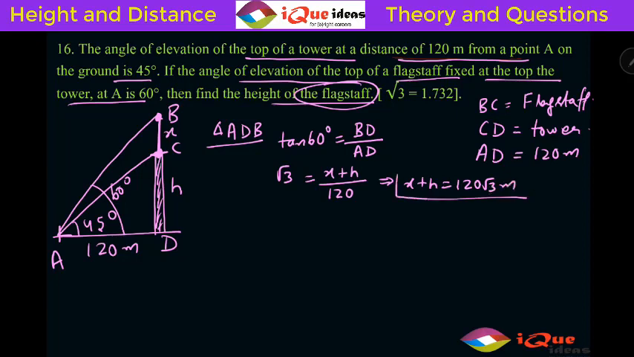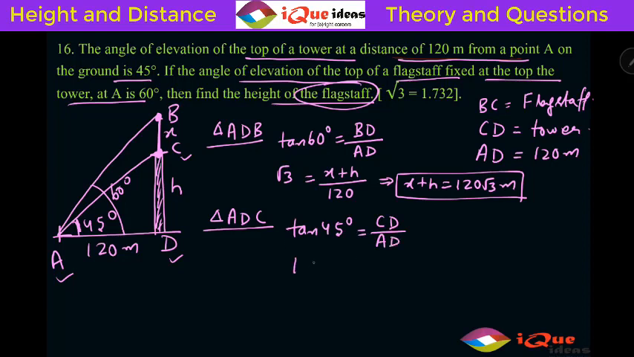Let it be like this only. This is our first equation. Now let's consider the triangle ADC. This is A, this is D, this is C. In that triangle, we take angle 45 degrees. So we take tan 45 degrees. Now the side opposite to 45 degrees will be CD, divided by adjacent to 45 degrees, AD. Tan 45 degrees is 1, CD is H, AD is 120. Great. So from here we can directly see that H is equal to 120 into 1, that is 120 meters.